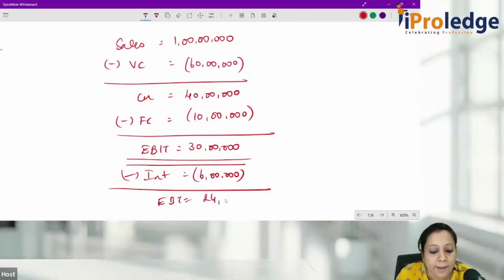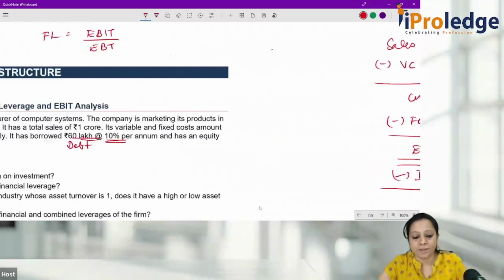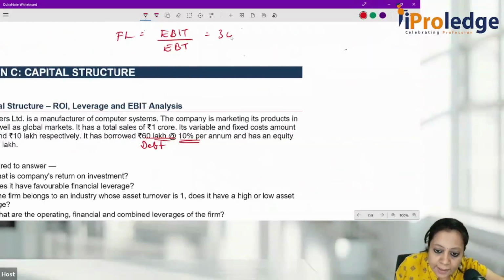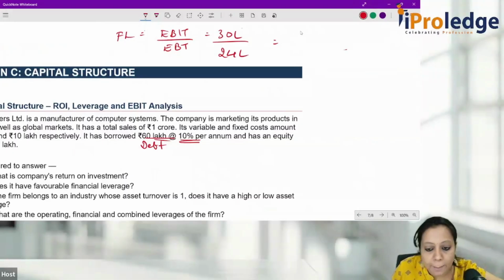Like you all said, we'll get 30 lakhs divided by 24 lakhs. That will be the financial leverage. 30 lakhs divided by 24 lakhs. Please do the calculation. 1.25 times.